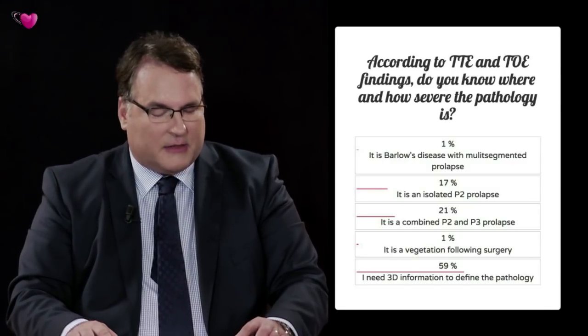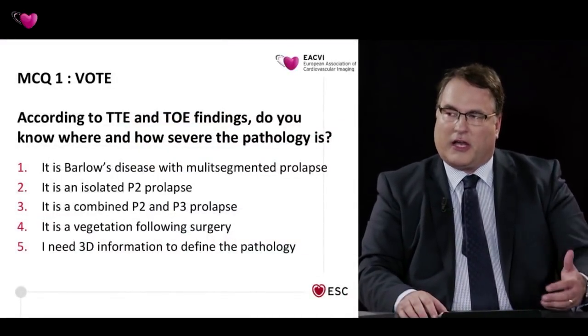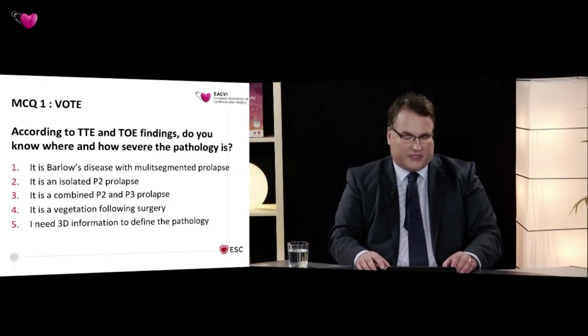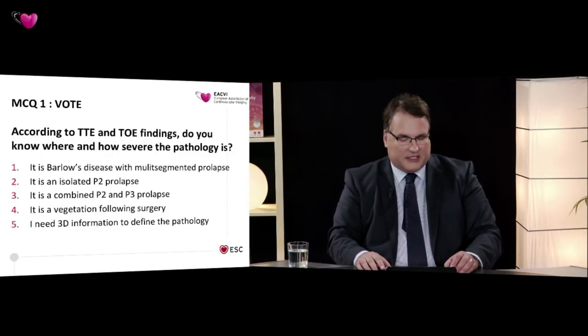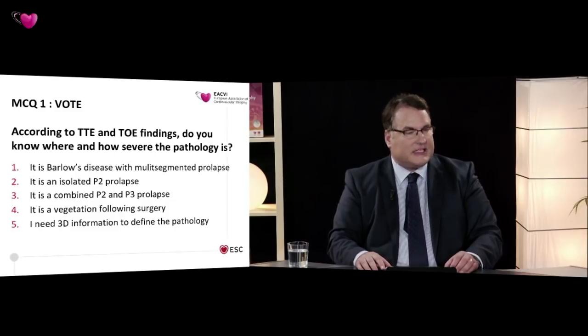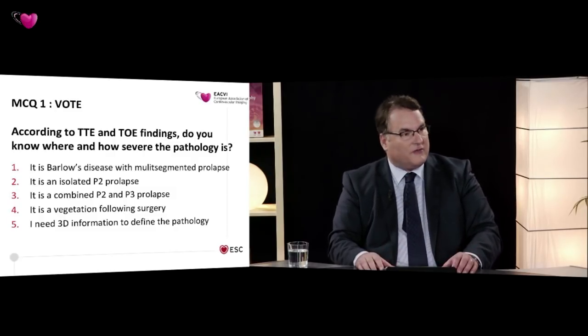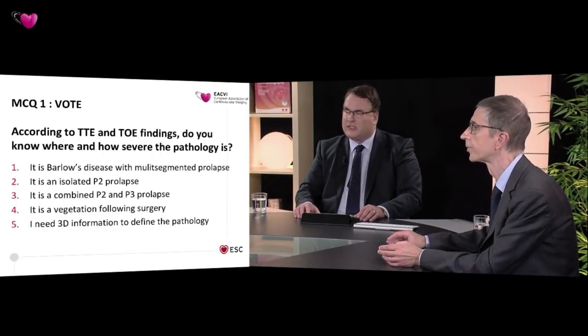On the other hand, about 17% thought it was an isolated P2 prolapse, which was given by the long axis view, but you're not able to really see the width of this prolapse. And 21% already recognized it could also be a combined P2 and P3 prolapse, which is excellent from these two-dimensional images. Vegetation was chosen by less than 1%, and Barlow's was also not actively chosen, even though there was some elevation of the anterior leaflet. So I think it's an excellent vote from our audience, and we see that we really have experts on the internet following this webinar.